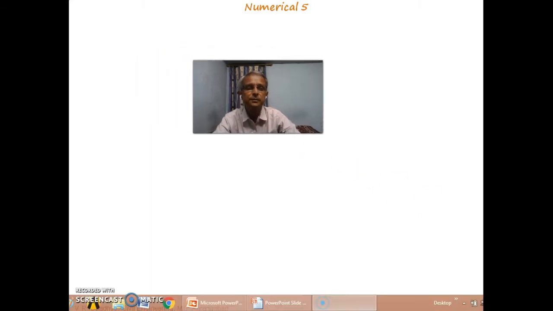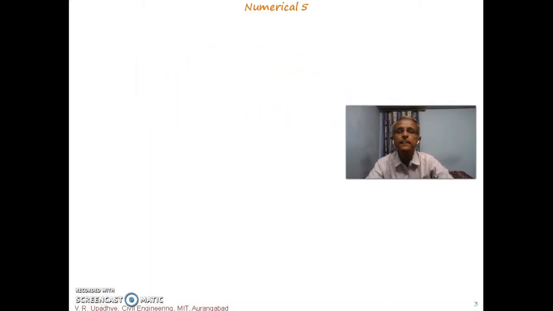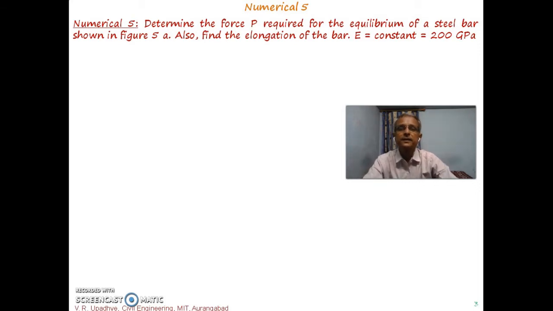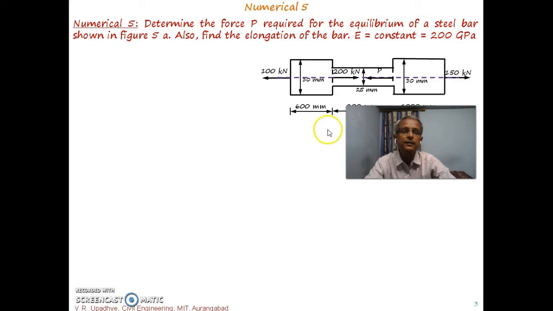So the statement of the numerical is something like this. Determine the force P required for the equilibrium of a steel bar shown in the figure, and also find the elongation of the bar. So in the earlier numerical, 4 values of the forces at different points were given, and in this numerical, what is given is at this particular position 100 kilonewton force is applied, at this particular point 200 kilonewton force is applied. Over here some force is there and its value is not given, so it is P, and at this position it is 150 kilonewton.